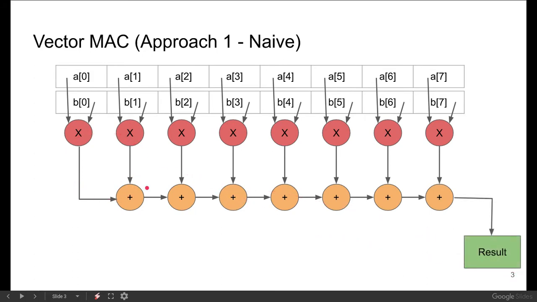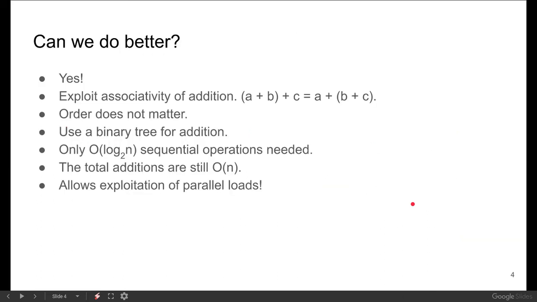Why 7? 1, 2, 3, 4, 5, 6 and 7. We required 7 sequential addition cycles, and we can see how this is order of n because we required n minus 1 cycles, where n is 8 over here. So n minus 1, that is 7. We require 7 cycles to compute this addition. We have 7 sequential operations, i.e. order of n. So can we do better?